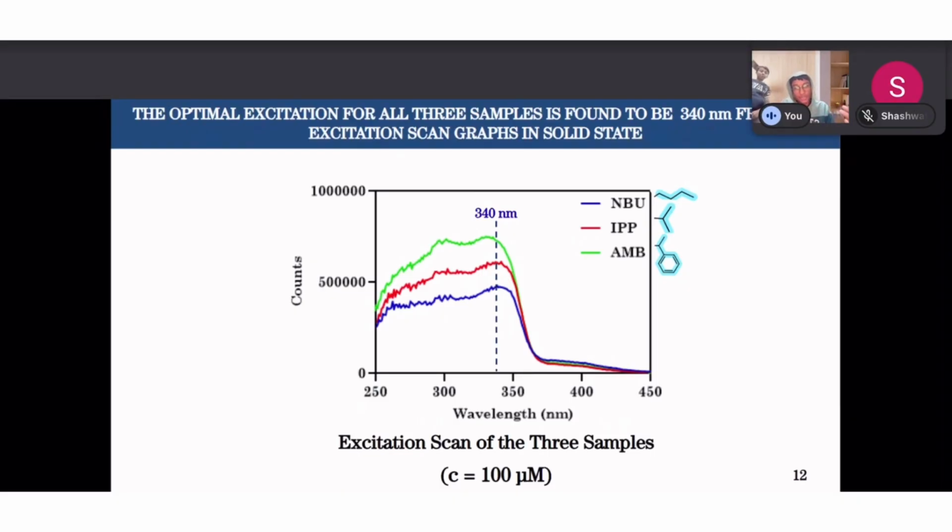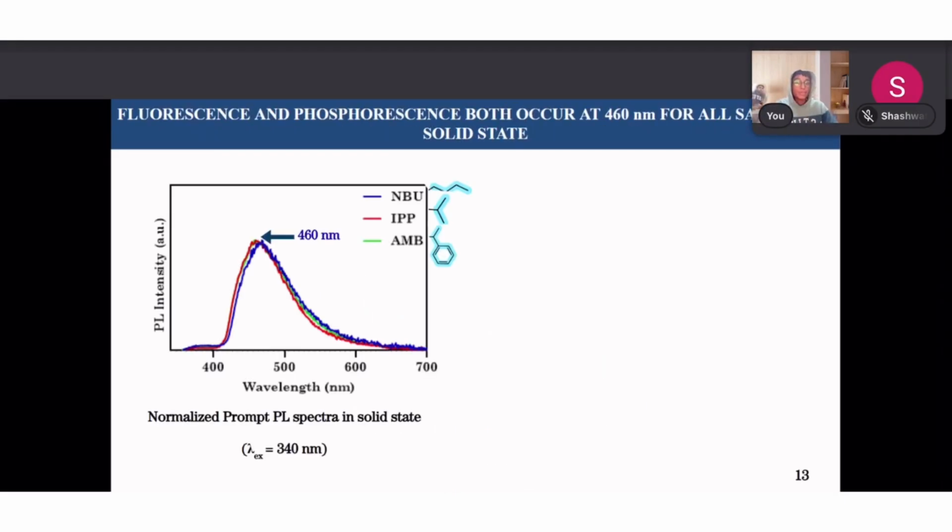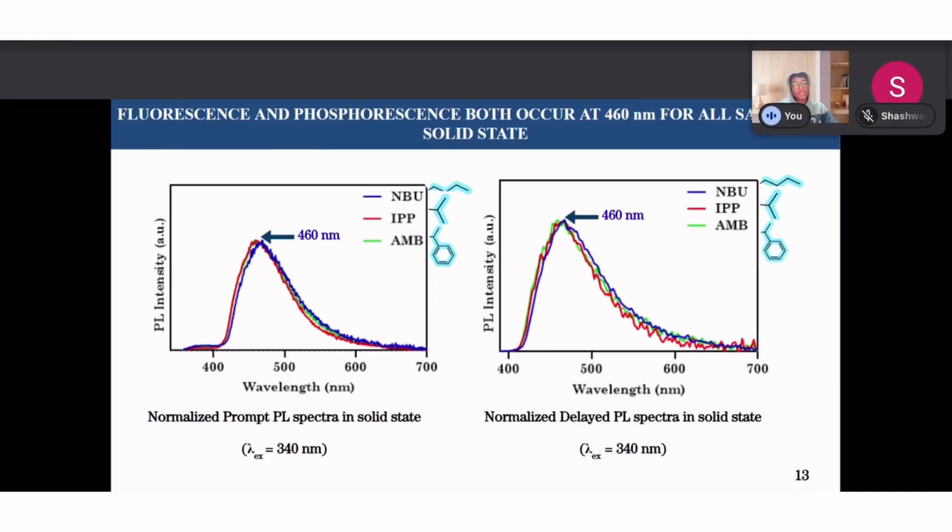To study these compounds, we ran the excitation scan of the three compounds, and we found that all three had a consistent excitation wavelength of 340 nanometers. Then at this 340 nanometers, we ran the photoluminescence analysis, both fluorescence and phosphorescence, in the solid state, and we found that both the fluorescence and the phosphorescence happen at a maximum peak of 460 nanometers for all three compounds.